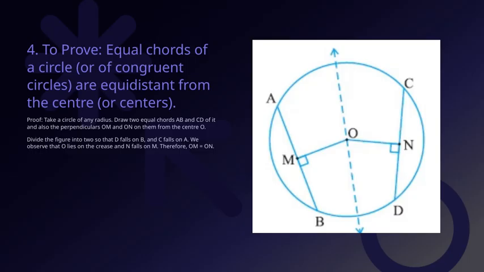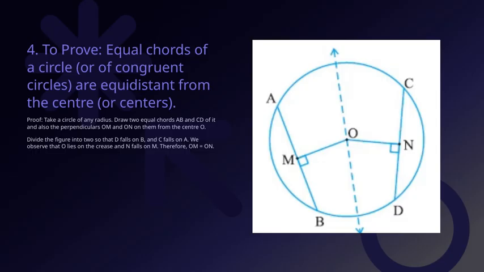Next, from the center of the circle, labeled O, draw perpendicular lines to these chords. These perpendiculars meet the chords at points M and N, respectively. So OM is perpendicular to OB, and ON is perpendicular to CD.